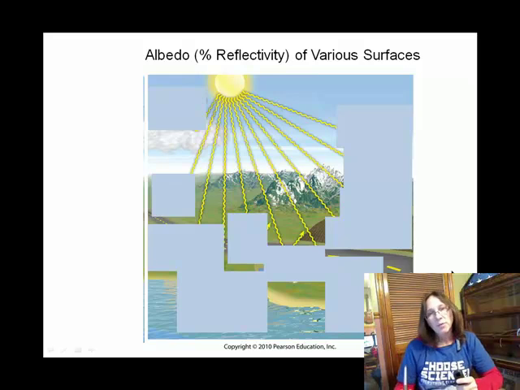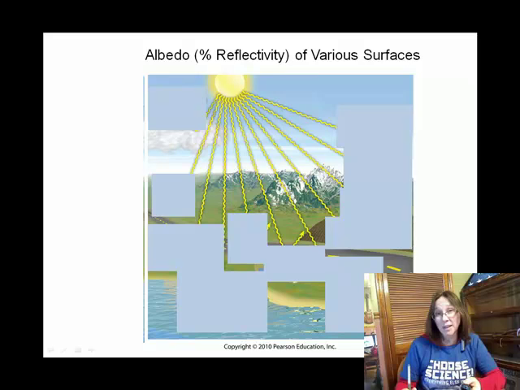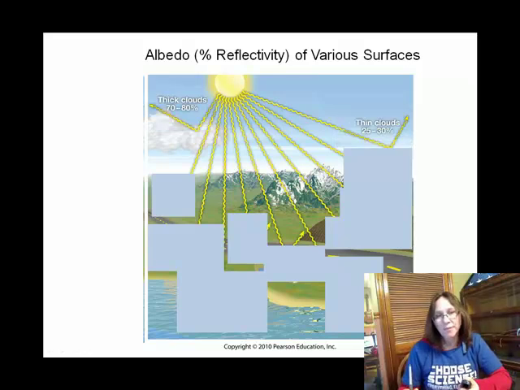So the degree to which light that lands on an object will be reflected or scattered so we can see the object is measured by its albedo. And albedo and percent reflectivity are about the same thing. If something has a percent reflectivity of 50%, meaning 50% of the light that falls on it will be reflected back, then it has an albedo of 0.5. So they're related that way.